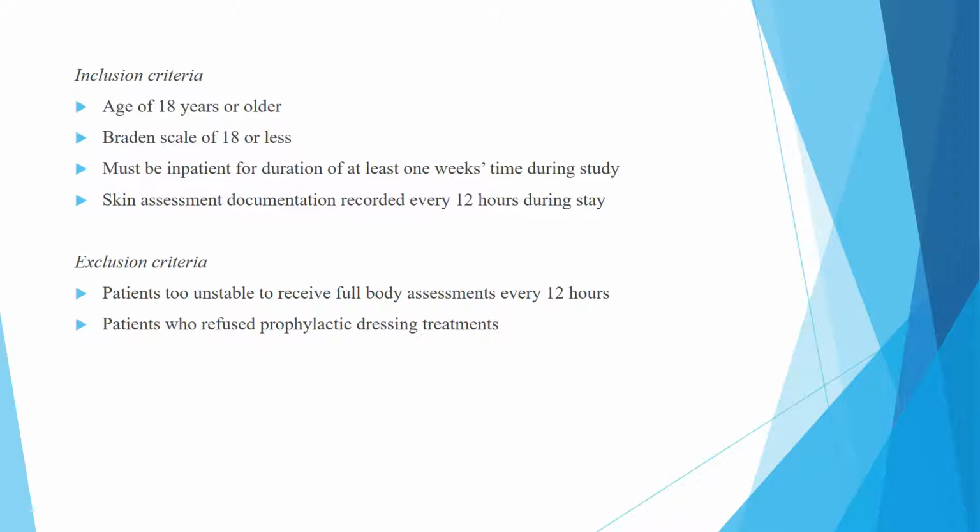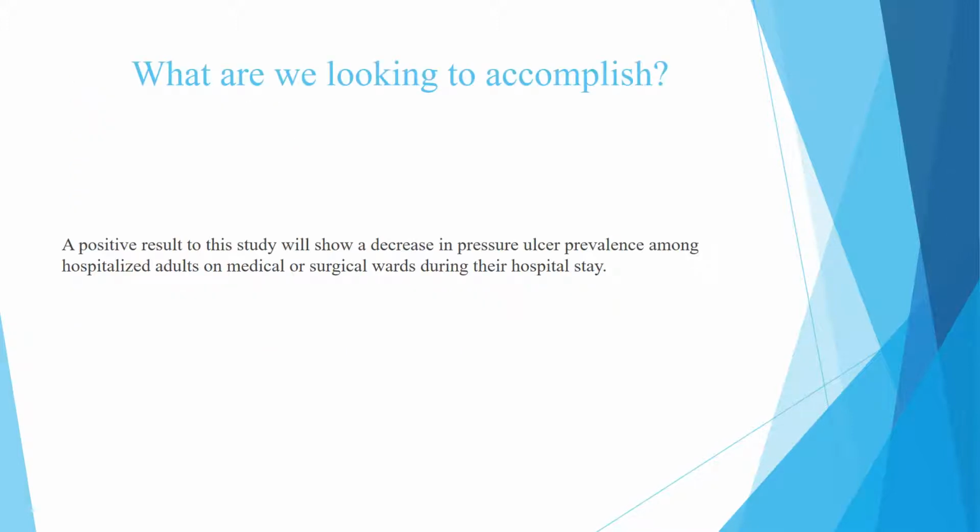Exclusion criteria included patients that were too unstable to receive a full body assessment every 12 hours, and patients who refused prophylactic dressing treatments. We will know that we have reached positive results if this study shows a decrease in pressure ulcers in hospitalized adults that are on medical or surgical wards during their hospital stay.